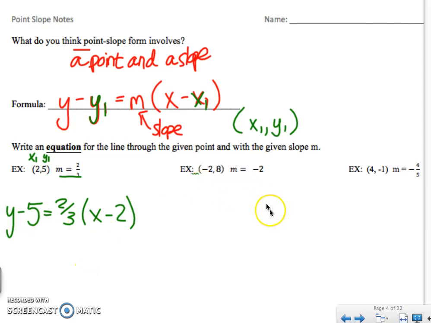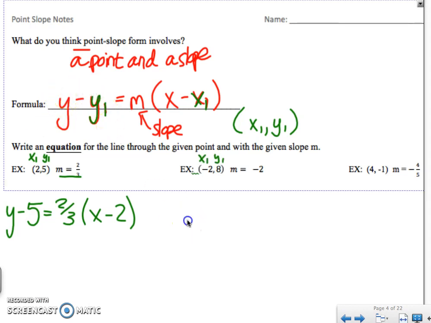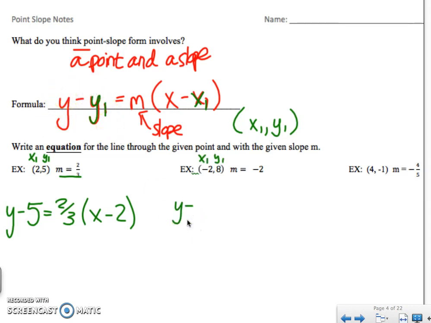So let's take a look at this middle one. The only way they get harder is when you've got some negatives involved. So again, this is x1 and y1, and then that is your slope. So you're going to start off with y minus, and then your y point, which was an 8, equals m, so negative 2 parentheses. Go ahead and write your x and your minus sign.